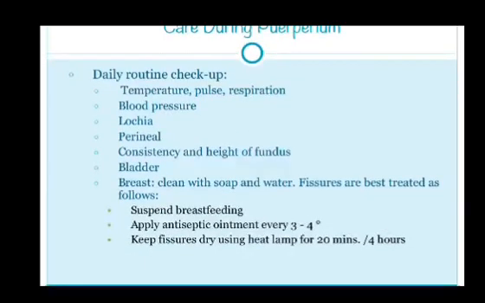Daily routine checkup. Check the temperature, pulse, respiration, blood pressure, lochia, perineum, consistency and height of the fundus. Bladder. Breast: clean with soap and water. Fissures are best treated as follows. Suspend breastfeeding. Apply antiseptic ointment every 3 to 4 hours. Keep fissures dry using the heat lamp for 20 minutes per 4 hours.